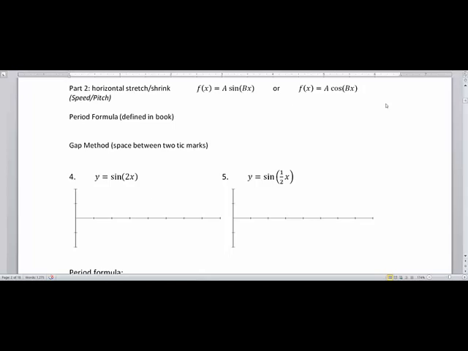Normally for sine and cosine functions, the ones we're going to look at today, these periodic functions will repeat every 2 pi. But if we put a number in front of x, it's going to make it longer or shorter than 2 pi. So the first thing we want to do is take a look at the period formula as defined by the book, plus something that I use when the period can be a little tricky.